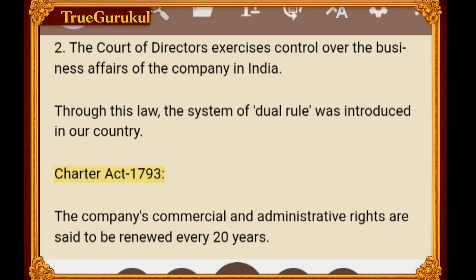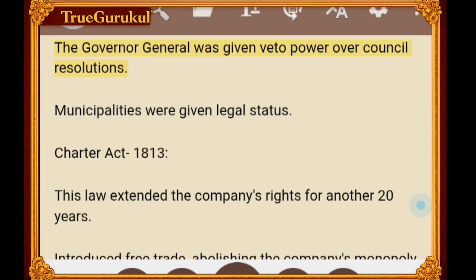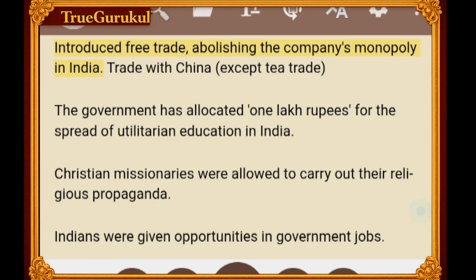Charter Act 1793. The company's commercial and administrative rights are said to be renewed every 20 years. The Governor General was given veto power over council resolutions. Municipalities were given legal status. Charter Act 1813. This law extended the company's rights for another 20 years. Introduced free trade, abolishing the company's monopoly in India. Trade with China, except tea trade.